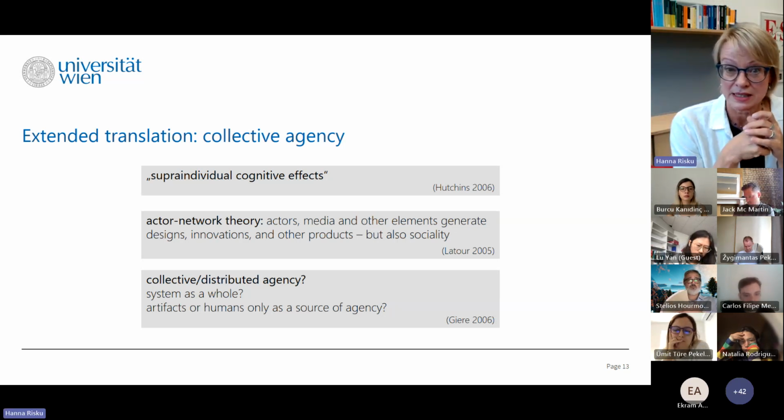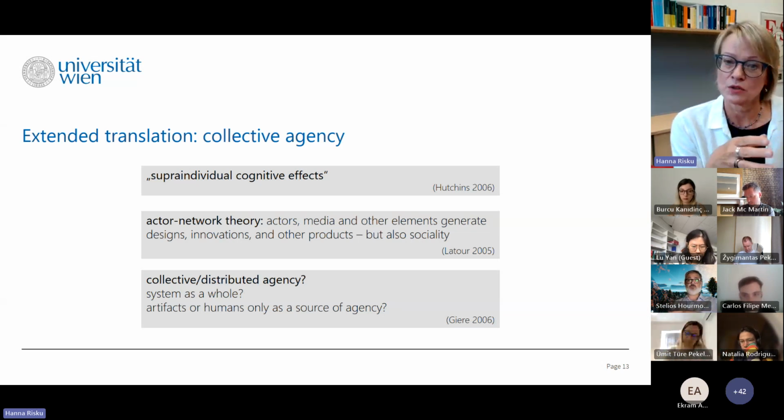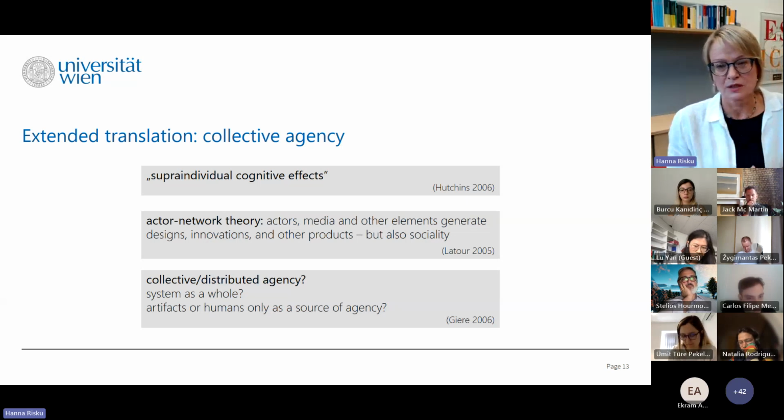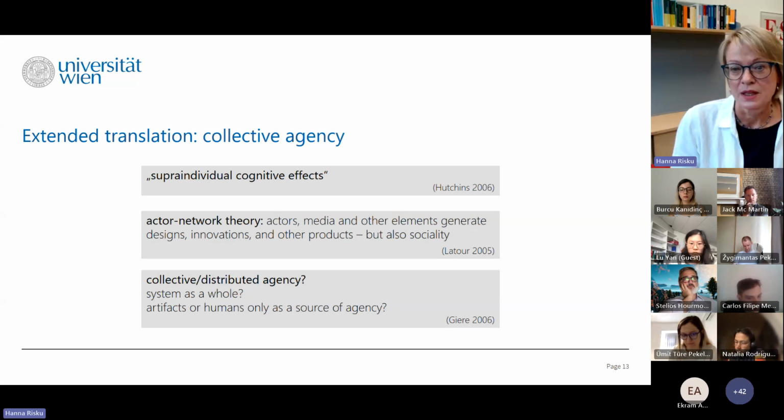Here, the extended translation approach that I use also draws from Bruno Latour's actor network theory. At the center here lies a network of actors and media and other elements that together generate designs, innovations, translations, and other products. But also, according to Latour, sociality itself.